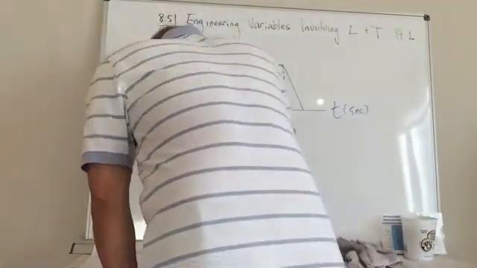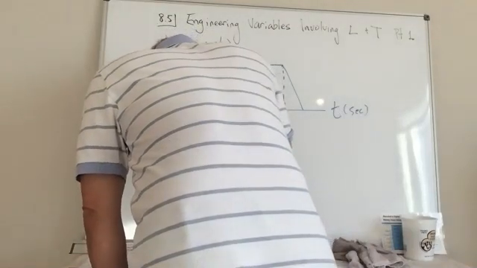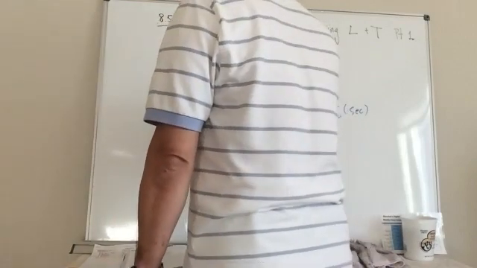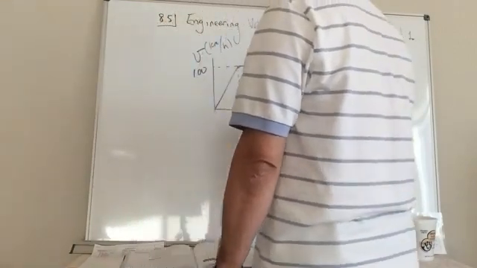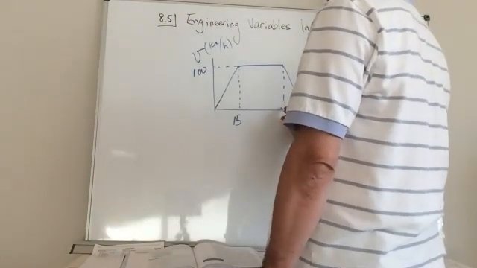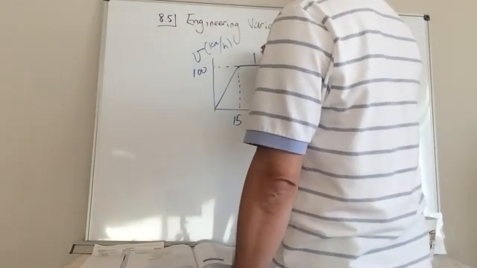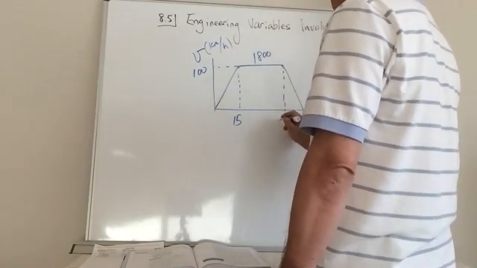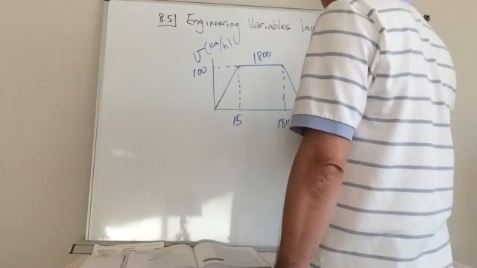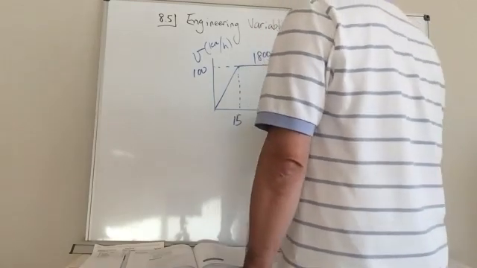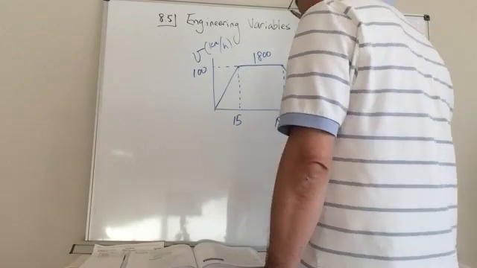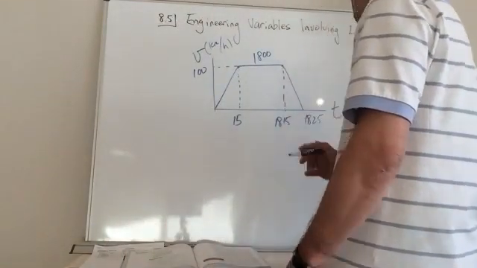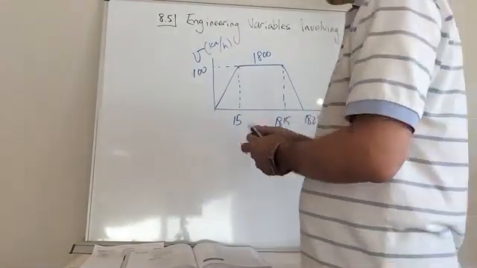And then after 15 seconds, for the next 30 minutes, the car moves at a constant speed of 100. So 30 minutes in seconds is going to be what? 1800, right? So from here to here is 1800. So this point is going to be 1815, and then it's going to go to 0 at 1825. So what happened here? The car is at a standstill, right?